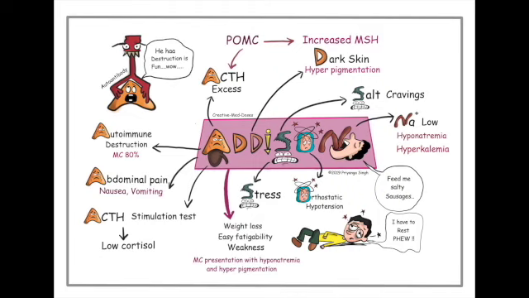For pituitary or secondary, you'll have a high CRH, a low ACTH, a low cortisol, and an absent or drastically decreased ACTH on cortisol-releasing hormone stimulation test. You'll have low aldosterone and normal to low renin.